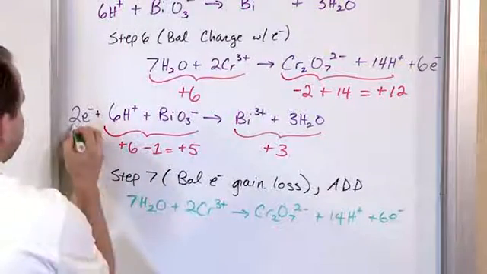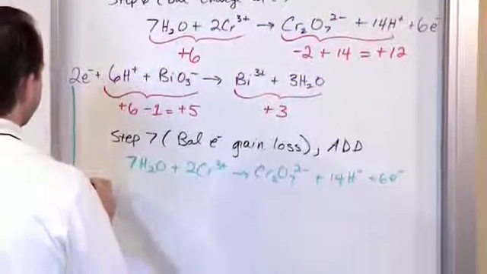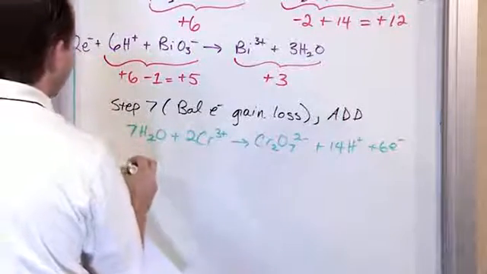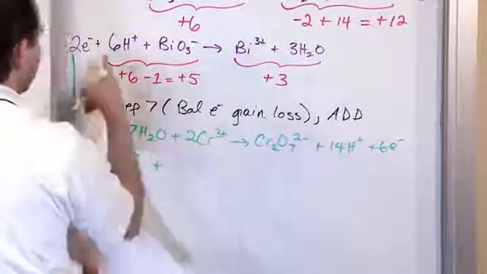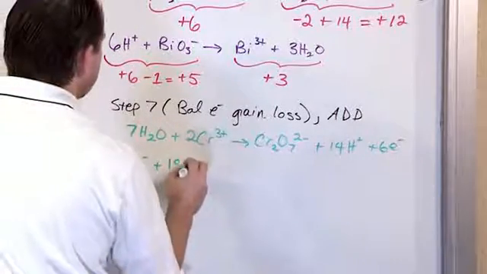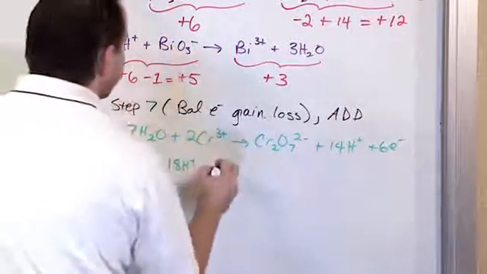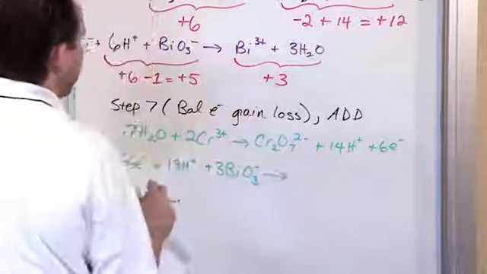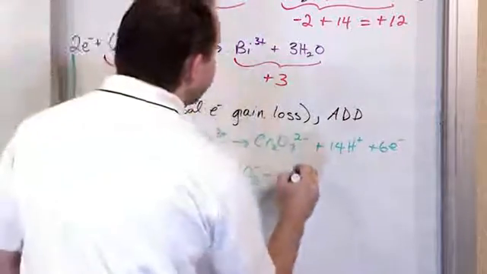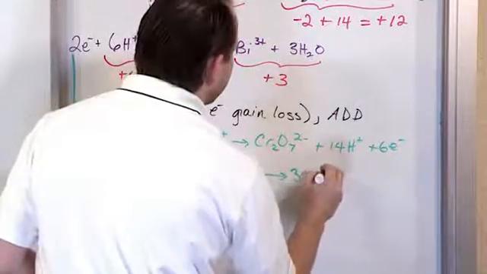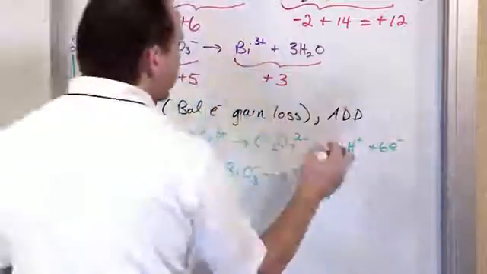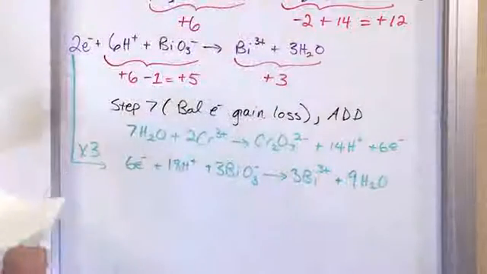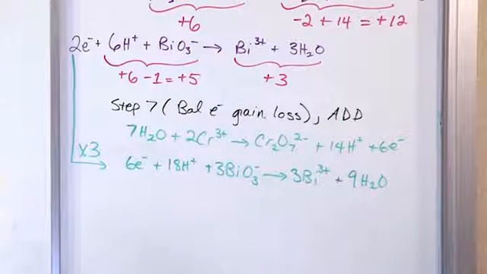And then I'm going to take this guy and I'm going to multiply by 3. So this is a reminder to myself that I'm multiplying by 3. So 2 times 3 is 6 electrons plus 3 times 6 is 18 hydrogen ions. 3 right here, 3 BiO3 negative. And then on the other side, I have 3 bismuth ions, charge of positive 3. 3 times 3 is 9 waters. All right, 9 waters. So that is basically the reaction here.